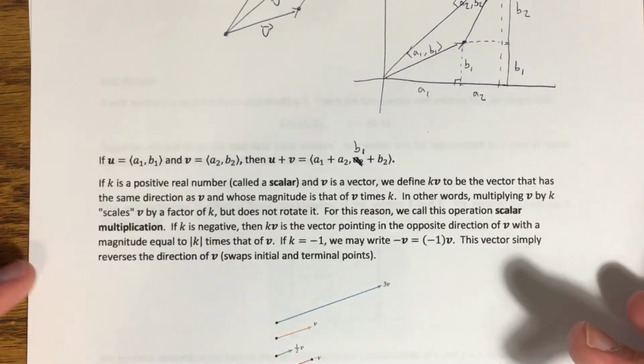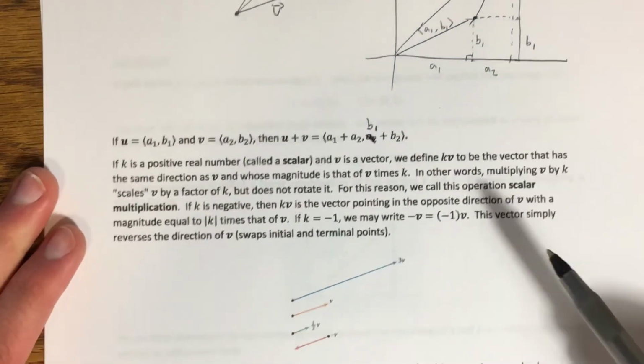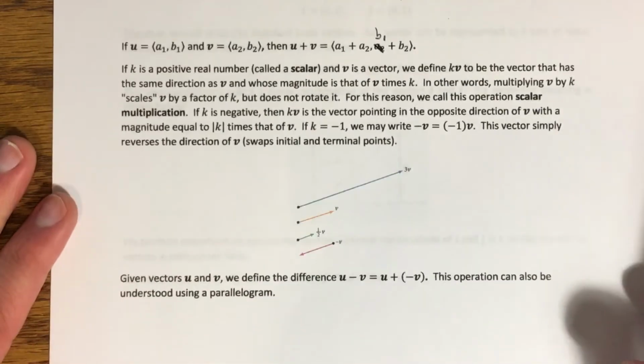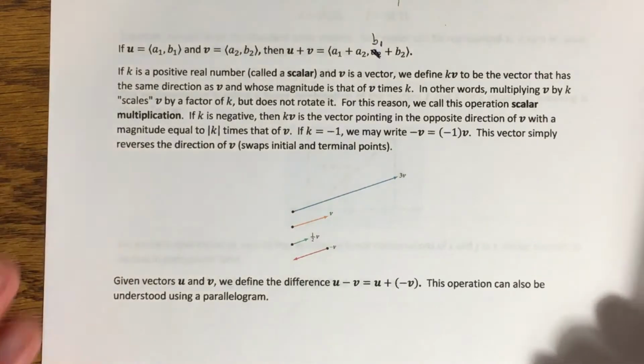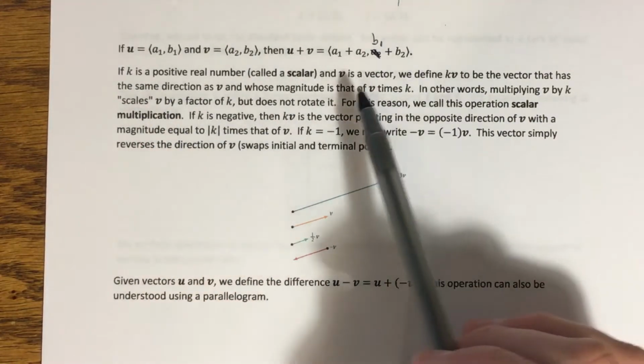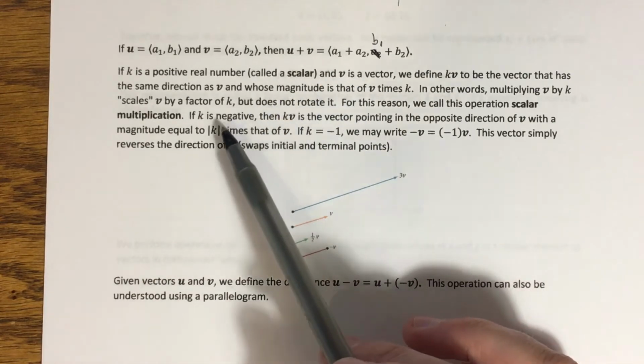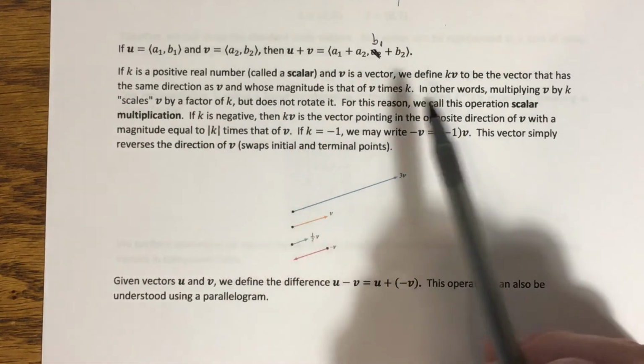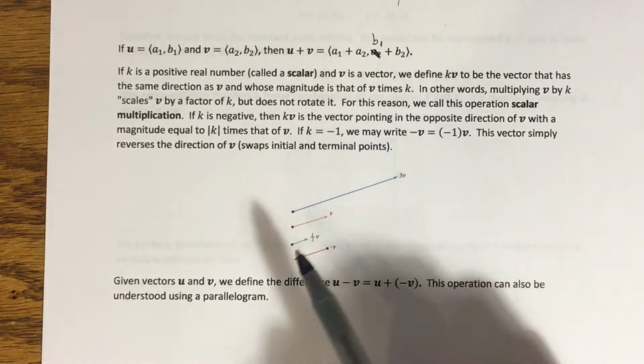We have two other operations that we want to define. We're going to start with scalar multiplication and then combine that with addition to come up with a concept of subtraction as well. So scalar multiplication is what happens if we try to multiply a vector by a real number. Notice I'm not multiplying a vector to another vector here. I'm multiplying a vector to a number.